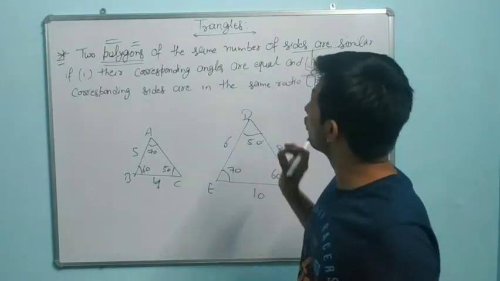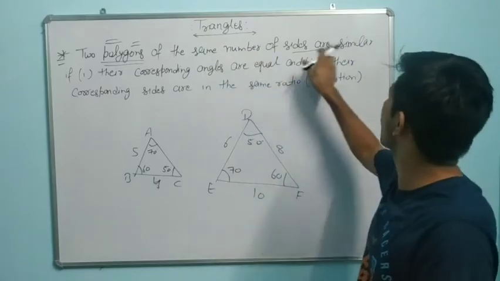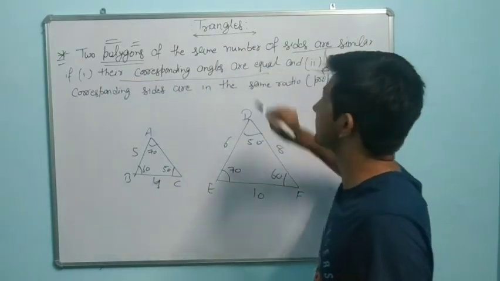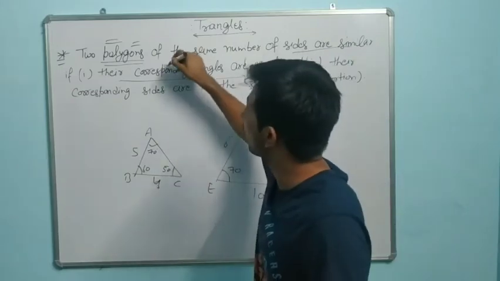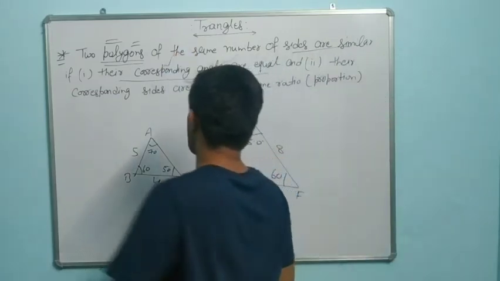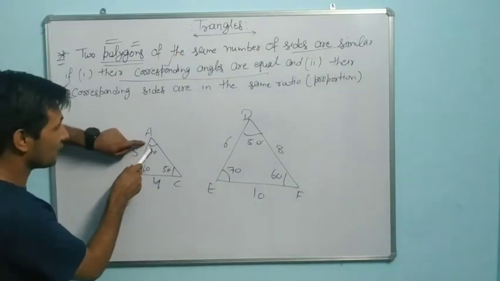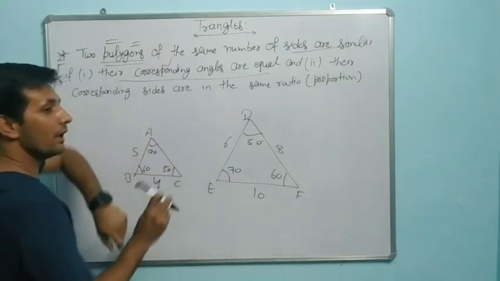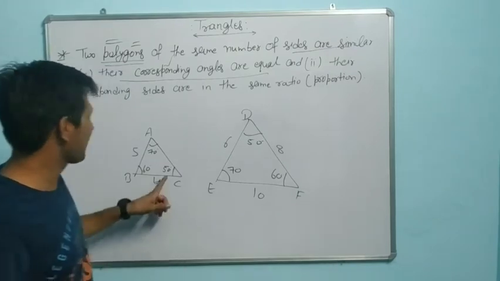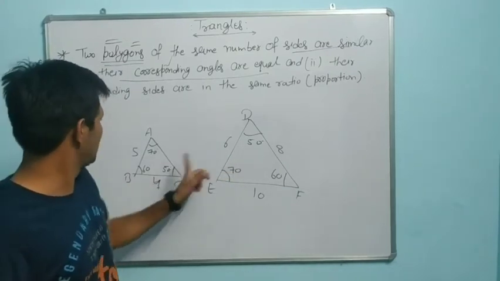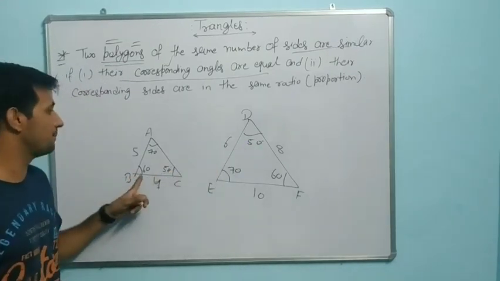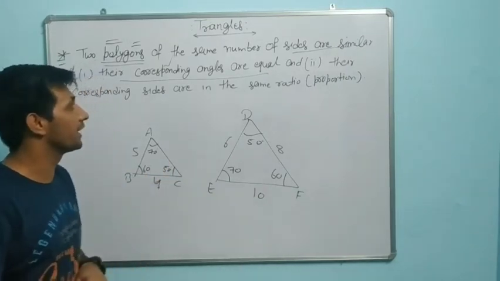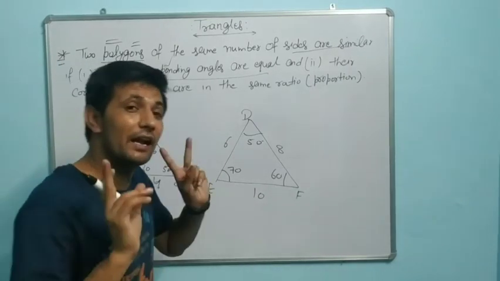Two polygons of the same number of sides are similar if their corresponding angles are equal. Corresponding angle means, dear, the corresponding angle of angle A is here 70. Angle A corresponds to angle E. Angle C corresponds to 50, D. Angle B corresponds to F. They are corresponding angles. Corresponding angles must be equal.